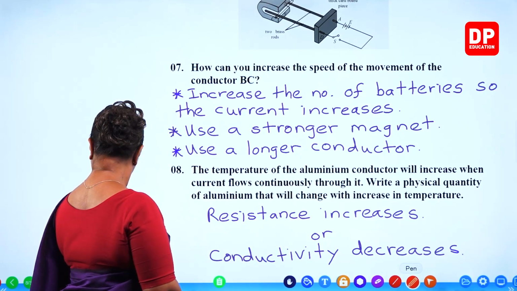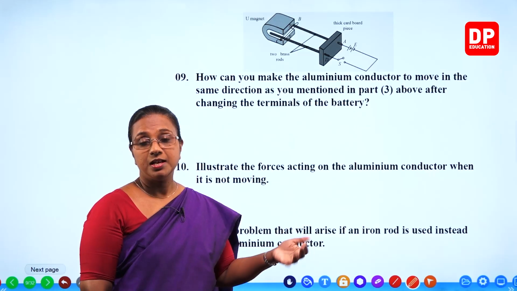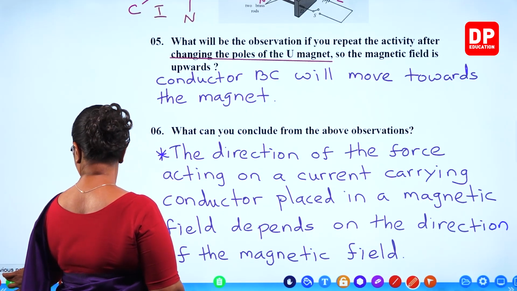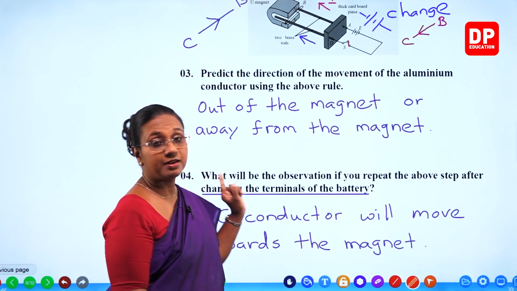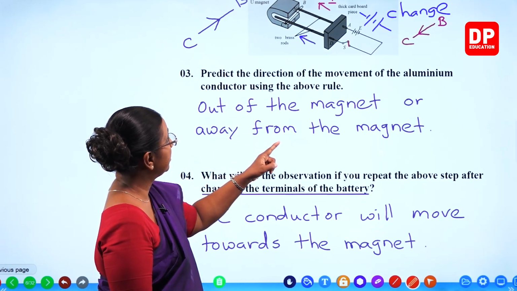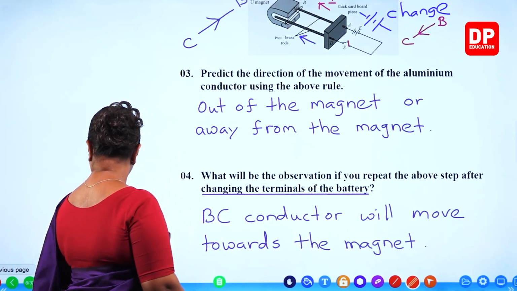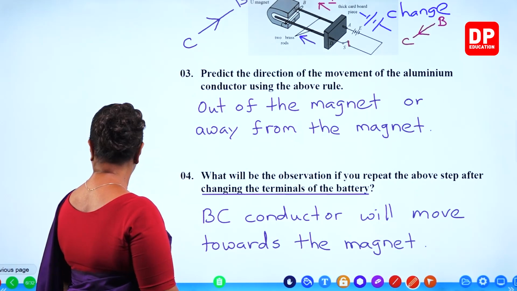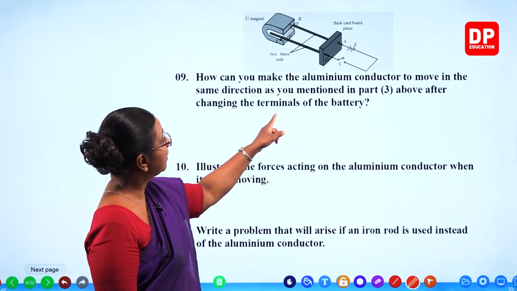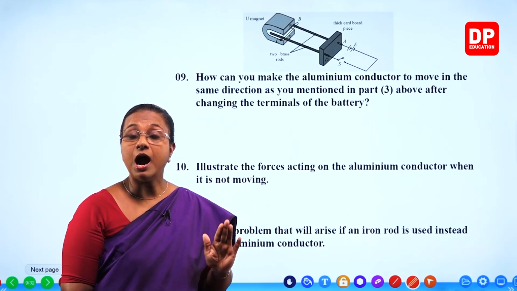Still the question is continuing. Part 9. How can you make the aluminium conductor to move in the same direction as you mentioned in part 3 above after changing the terminals of the battery? Now if we go back to part 3, you can remember initially it is out of the magnet. That was the first instance. Why? Initially the current flow was from A to B, B to C and C to D, and the magnetic field was from north to south. Now we have changed the terminals of the battery in this particular question. So here it is moving out of the magnet or away from the magnet. So how can you make the aluminium conductor to move in the same direction as you mentioned in part 3 above? So it has to be out of the magnet.